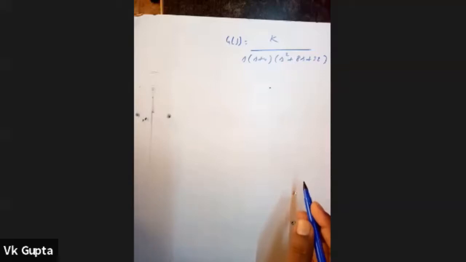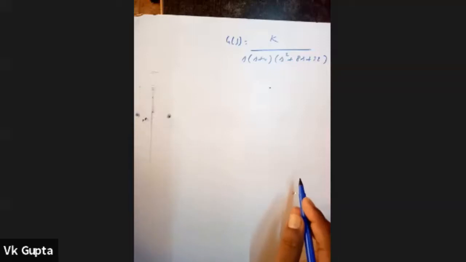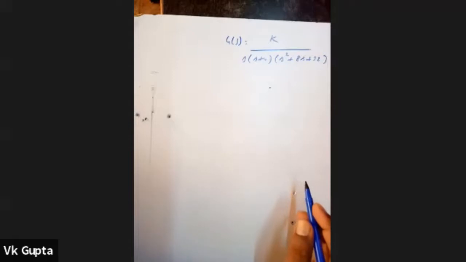Find the value of K so that the system has a damping factor of 0.707. This is our question.